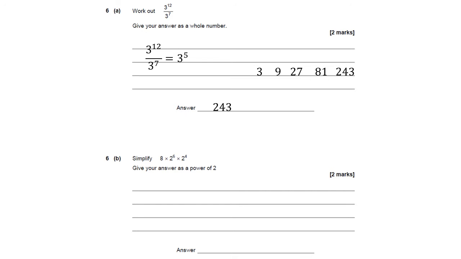For part B, we need to simplify 8 times 2 to the 6 times 2 to the 4, giving our answer as a power of 2. So we should be able to spot quite quickly here that 8 is a power of 2. So let's rewrite that out as 2 cubed, there's our 8, times by 2 to the 6 times by 2 to the 4. Well, if we're multiplying numbers together with the same base, we add the powers. So 3 add 6 add 4 is 13. So our answer is 2 to the power of 13.